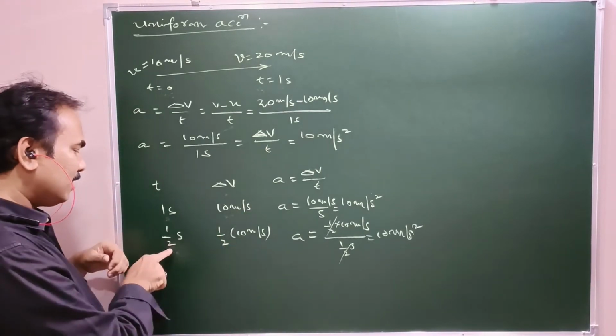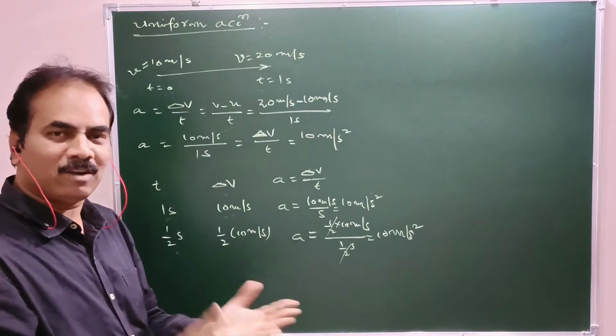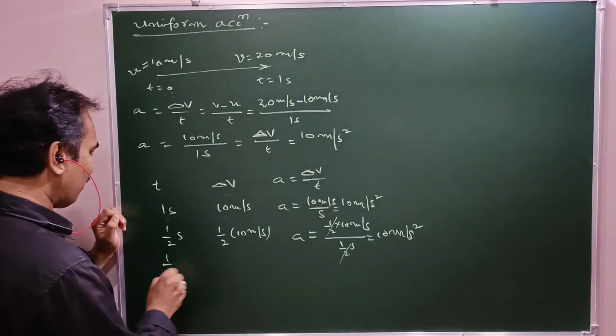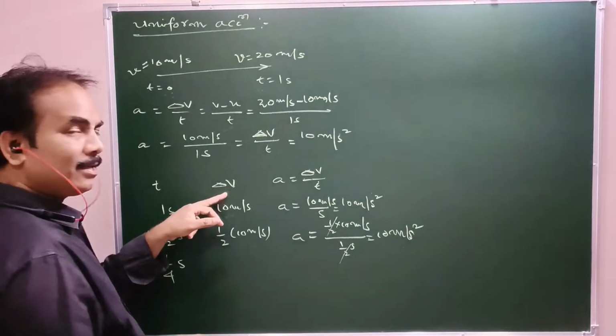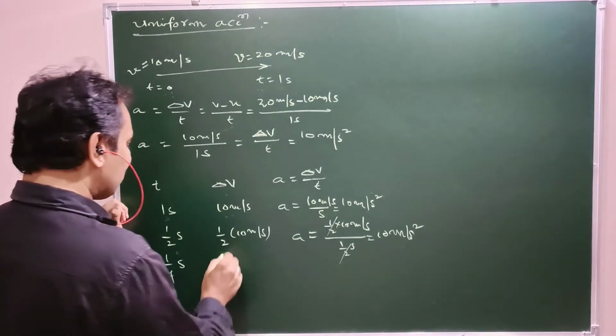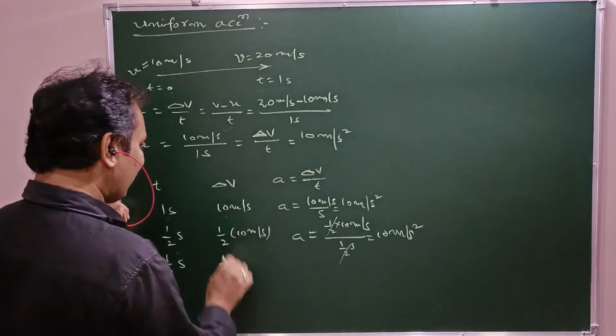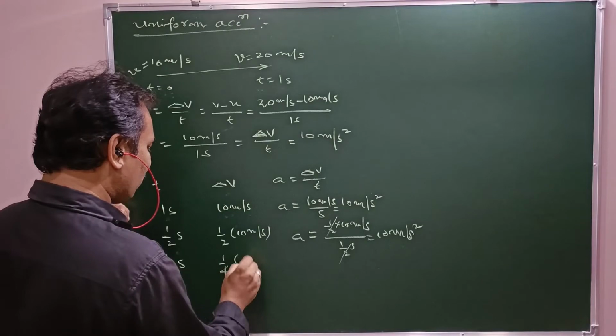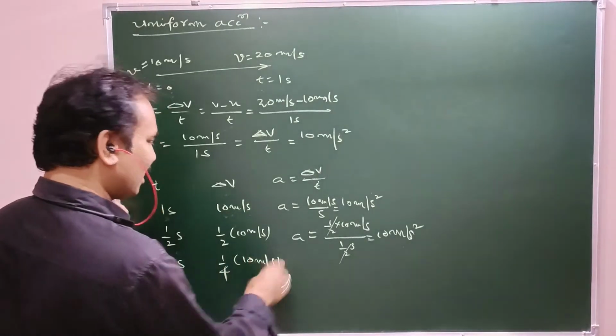If I divide this half second into quarter seconds, that is, for every 1/4 second, what should be the change in velocity here? That is 1/4 of delta V. What is delta V? 10. That is 1/4 of 10 meter per second.